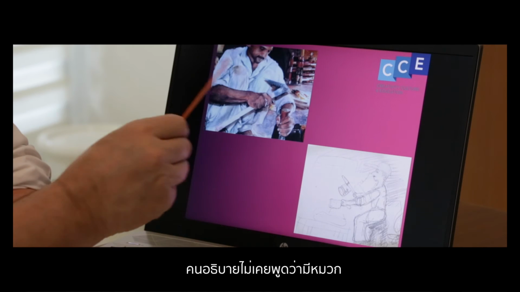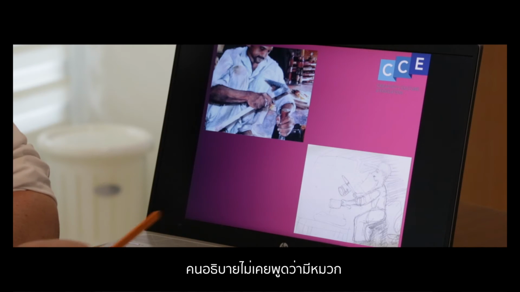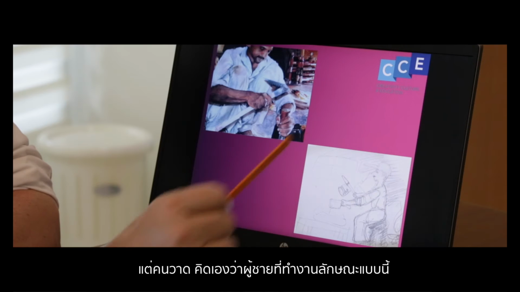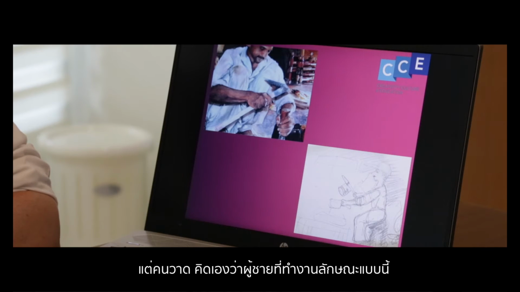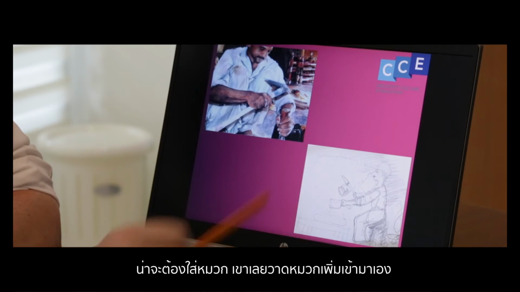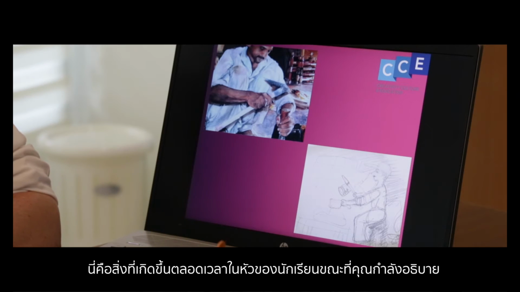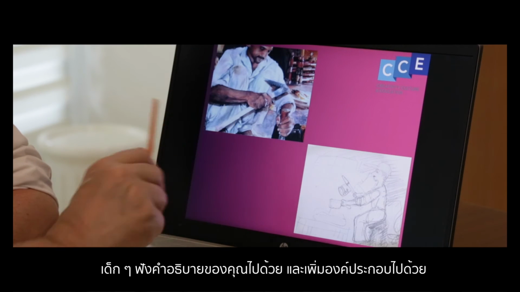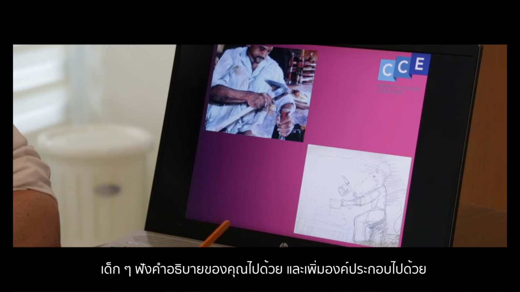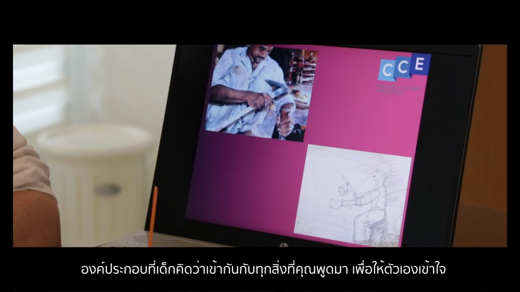The person describing this never said hat, but the person drawing it thought, well, this man doing this kind of work is bound to have a hat on, so added the hat. And this is going on in the minds of your pupils all the time that you're talking. They are listening to your description and they are adding elements in which they think are appropriate in order to make sense of everything that you said.